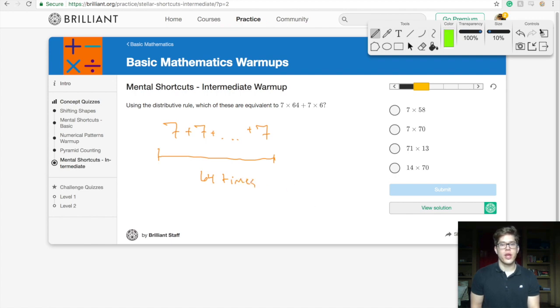Well, we're adding some more 7s. This color is kind of hard to see. Let me go to a darker green. Now we're adding some more 7s. 7 plus 7. And this was 6 times. Nothing is different here, though. This is just one long string of 7s. So if we concatenate them and put them together, well, what do we have?